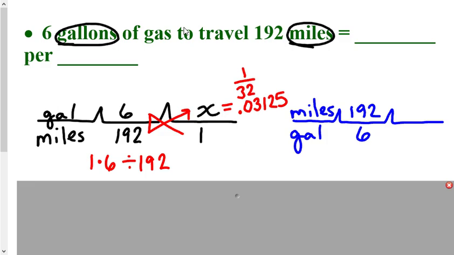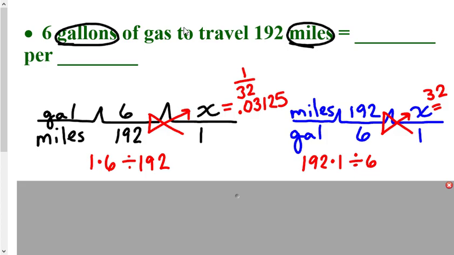If I solved it using the other bridge map, I would say, well, I can travel 192 miles on 6 gallons of gas. How many miles can I travel on 1 gallon of gas? And to work that out, I'm going to have to cross multiply and then divide. So multiply the two numbers that are diagonal, 192 times 1, and divide by the number that's left over. So divided by 6 gives me my missing number. If I work that out, I'm going to get that x equals 32.